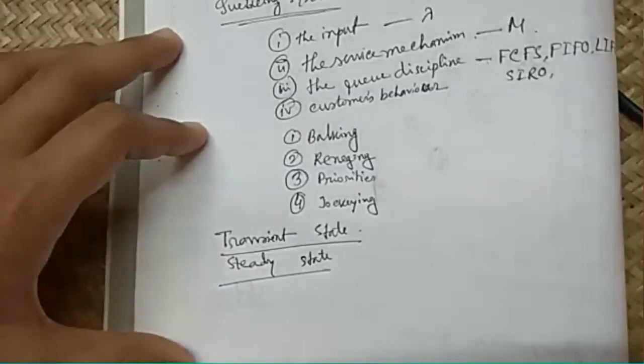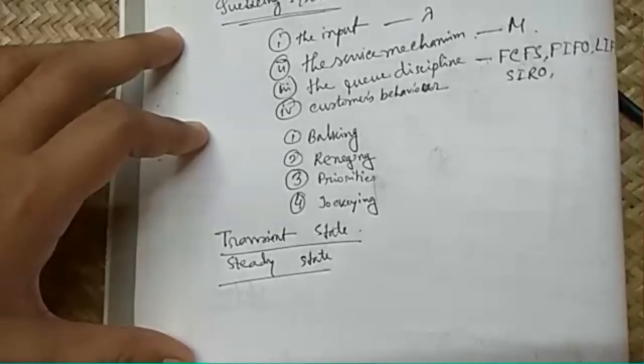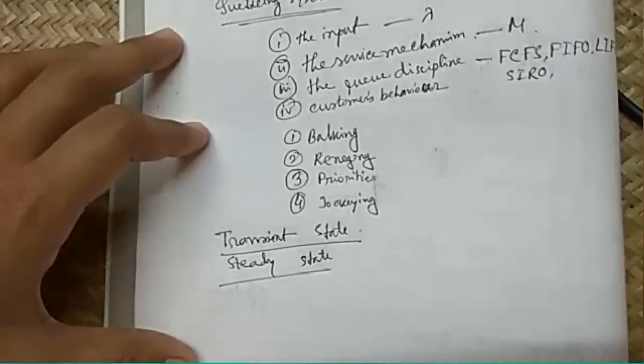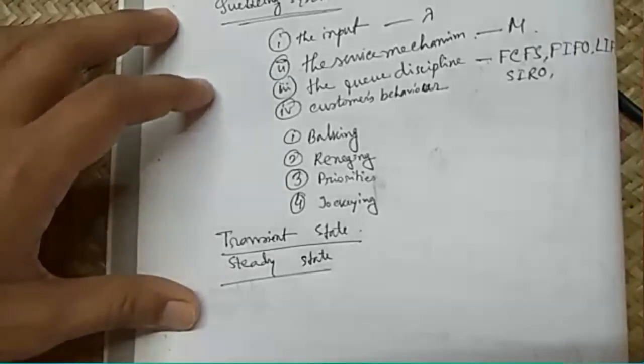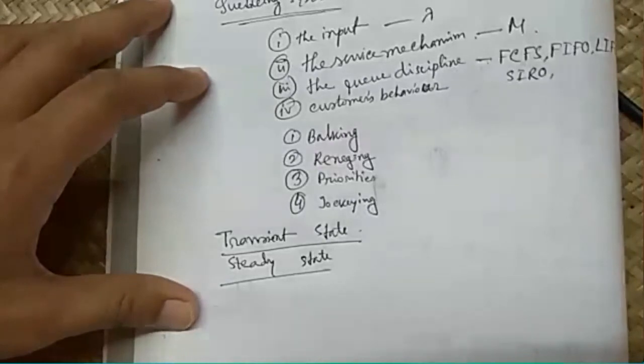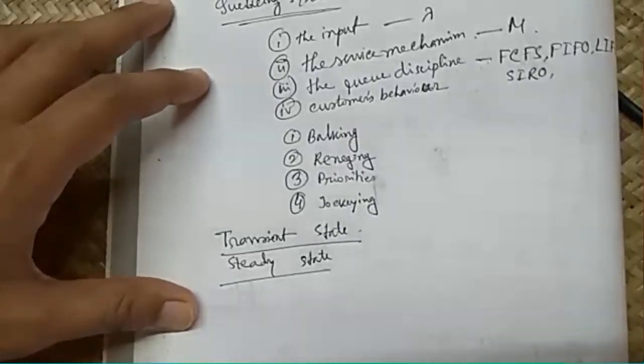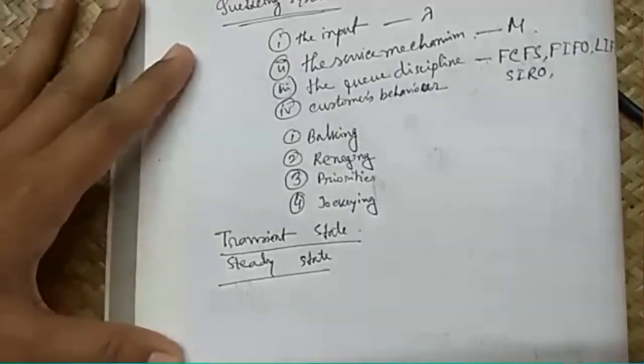So whenever any queuing system starts, it will be in a transient state. But after some time, the properties will start to balance, will start to be steady. So in that case, the state of the queuing system will be the steady state.